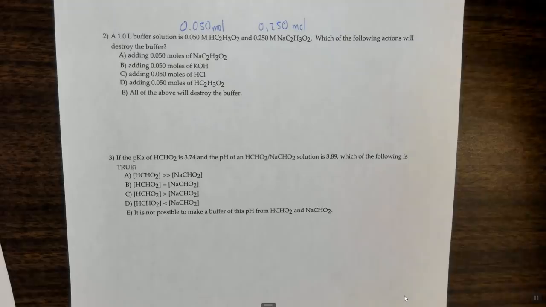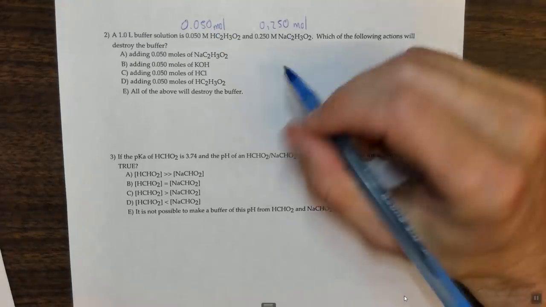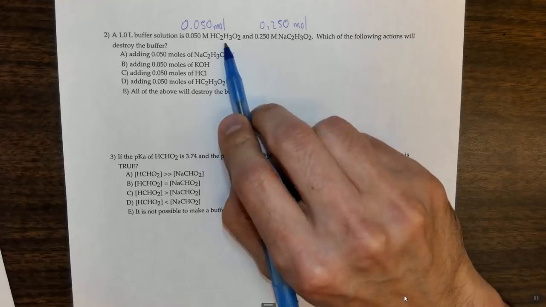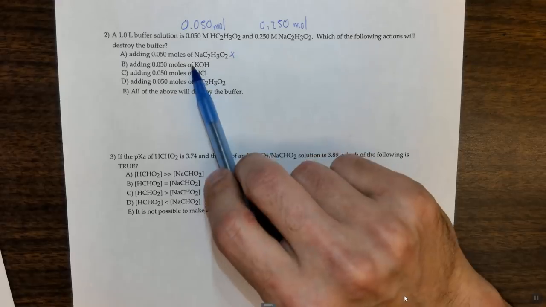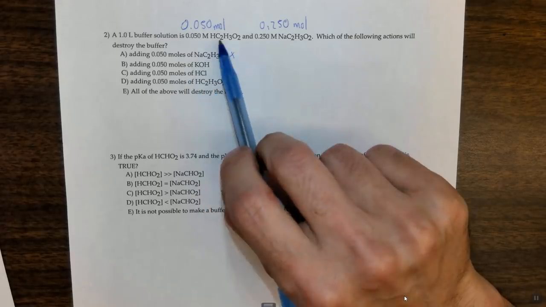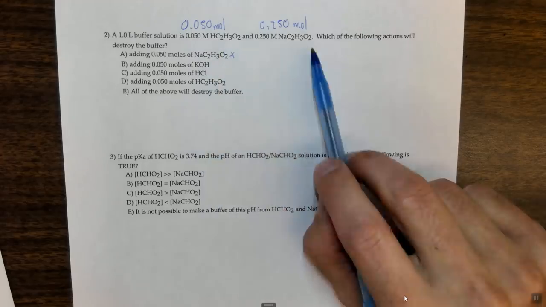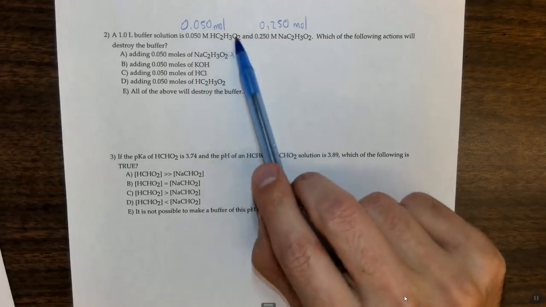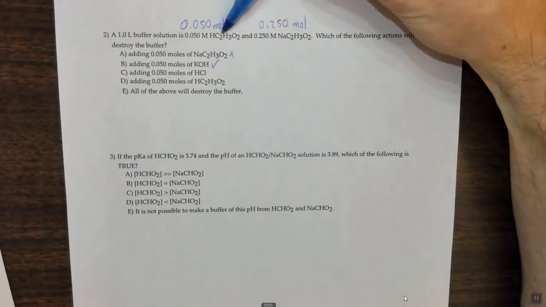So let's see what we've got. Adding 0.05 moles of sodium acetate. That's not going to destroy the buffer. It'll raise the pH slightly, but it'll still be a buffer because it will still contain acetic acid. Adding 0.05 moles of KOH. If we add 0.05 moles of KOH, we won't have any more acetic acid. This acetic acid will all be converted into acetate, technically potassium acetate, but they're just ions floating around in solution. So the acetic acid will become acetate. If it becomes acetate, we have no more acetic acid, we no longer have a buffer.